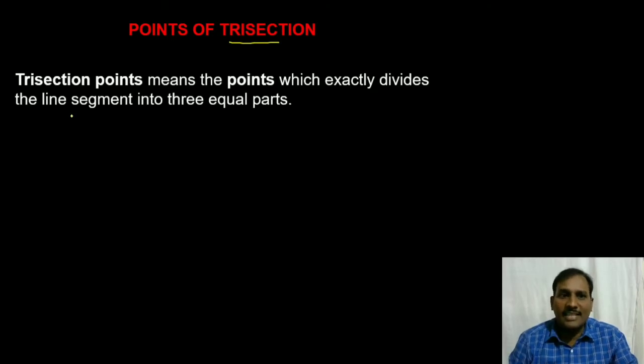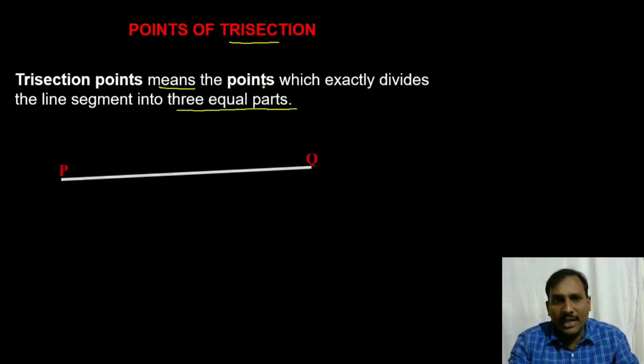You know of bisection. Bisection means the point which divides a given line segment into two equal parts. So, trisection means three equal parts. Tri means three. Section means division. So, three equal parts, three divisions. The trisection points are the points which exactly divide the line segment into three equal parts.